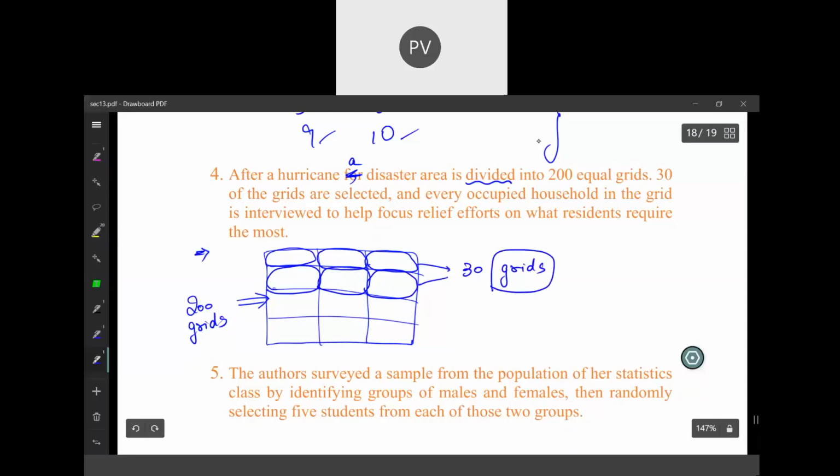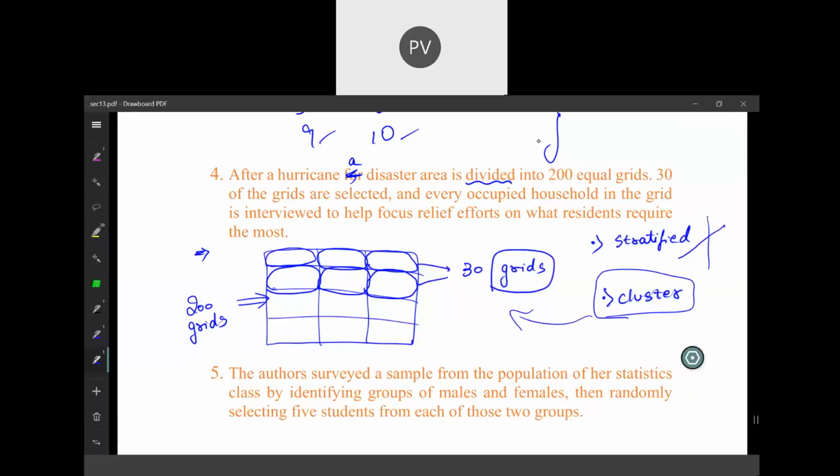So when a group is divided, it could be two types of sampling, that is stratified, or it has to be cluster. Now, can I say this is stratified? Remember, in stratified, they have to select from all the 200 grids. They cannot select only 30, right? If they are selecting only 30 grids out of 200, it is cluster sampling. It is not stratified.